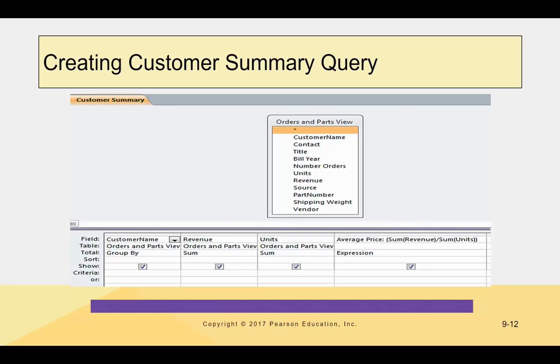Creating customer summary query. Again, you're querying this right now. We have our fields located across here. You have a statement in here. You're looking for the sum of the revenue divided by the sum of the units, or an average price. This, of course, is an expression.